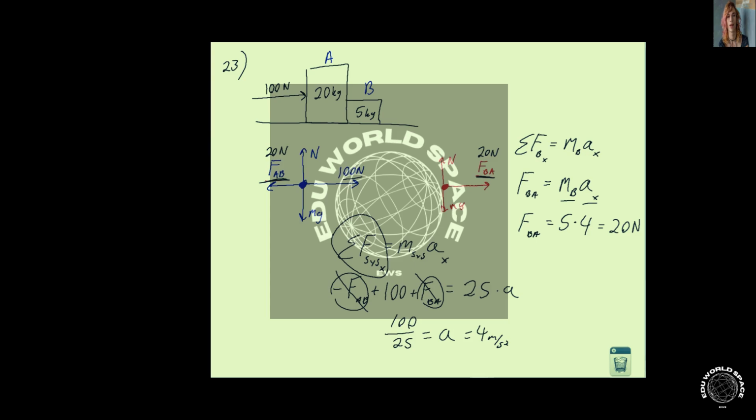Okay, so it's worth noting, why does block A accelerate to the right? Because it's got a net force acting to the right, 100 newtons to the right, 20 newtons to the left. Why does block B accelerate to the right? It's just got a horizontal force of 20 newtons acting on it to the right.